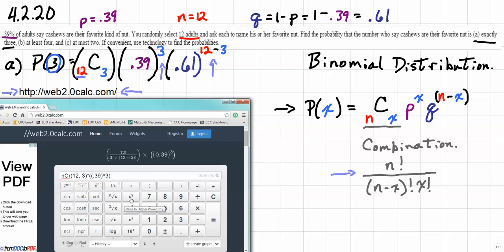And now I'm going to go ahead and multiply by 0.61. Close parentheses, raised to the 9th power, close parentheses. And you'll see up here that we have just above this window exactly what I'm looking to do. And then I will press equals, and I end up with this number right here, 0.1526107. And so I'm going to go ahead and copy that.